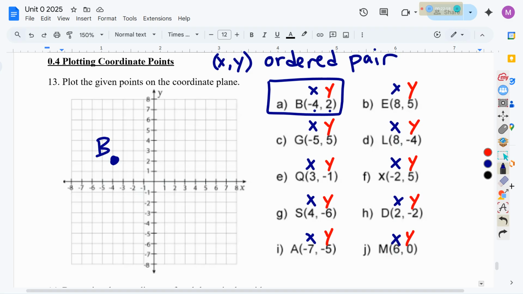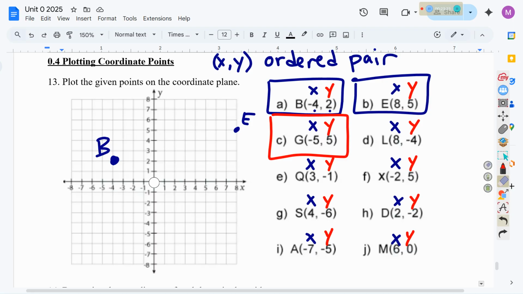Okay, so let's do the rest of them. To get E, I'm going to go right 8, and then do I go up or down from here? Well, it says that y is 5, so now I'm going to go up to 5 right here, and I put the point there for E. All right, now we're going to get G. For G, it tells me to go to -5. So I start off by going -5 and then decide to go up or down. I'm going to go up, and that's our point right there for G.